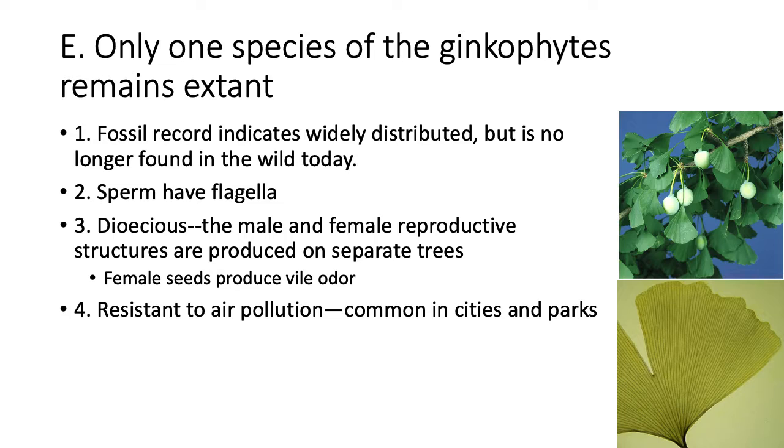The final group of gymnosperms are the ginkgos, or the ginkgophytes. There's only 1 species left. When we look at our fossil record, we can see that they were widely distributed around the world, but you no longer find them in the wild today. A lot of times they are part of some planned garden or park. Cities will plant them along the roads because they're very resistant to air pollution. So yeah, if you come across a ginkgo, someone planted it there. A seed didn't fall and germinate.